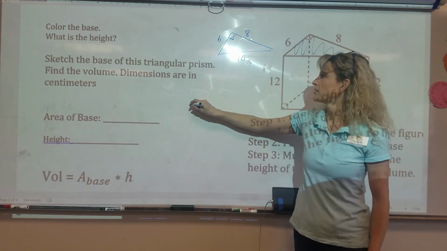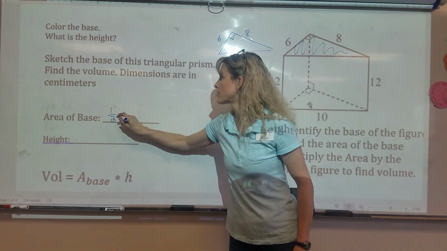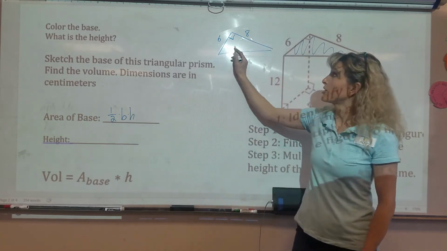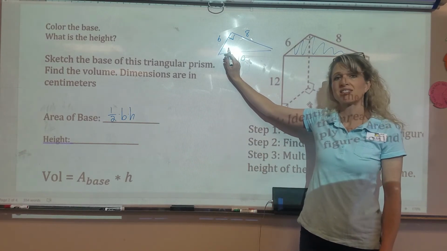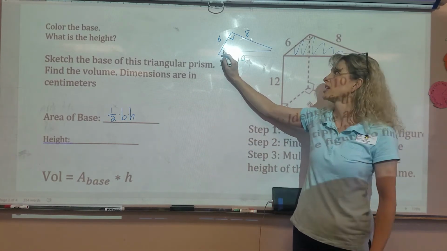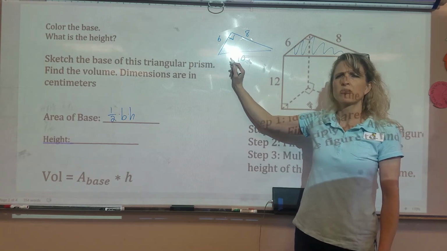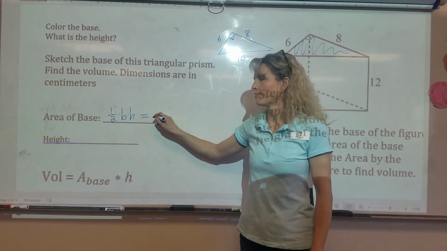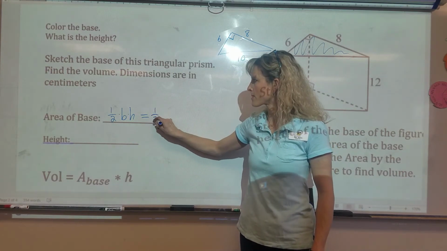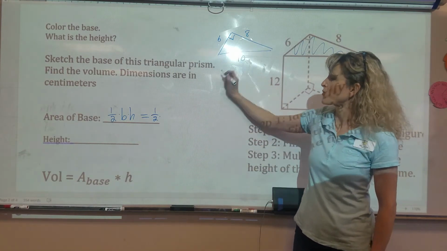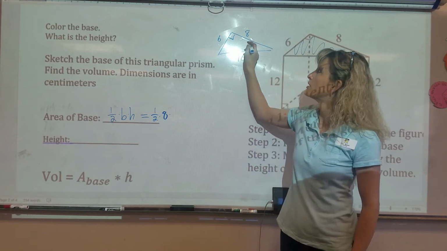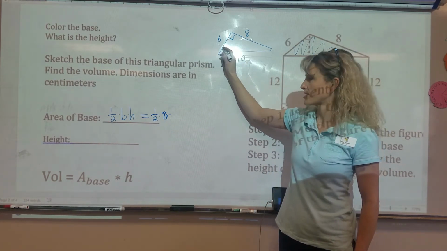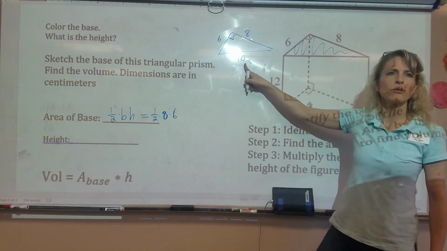What is my formula for a triangle? It's 1/2 base times height. So that's just for this triangular part. I need 1/2 the base times height. What's my base and height of this triangle? Colin. 8. Okay, good. And 6. 6, excellent.